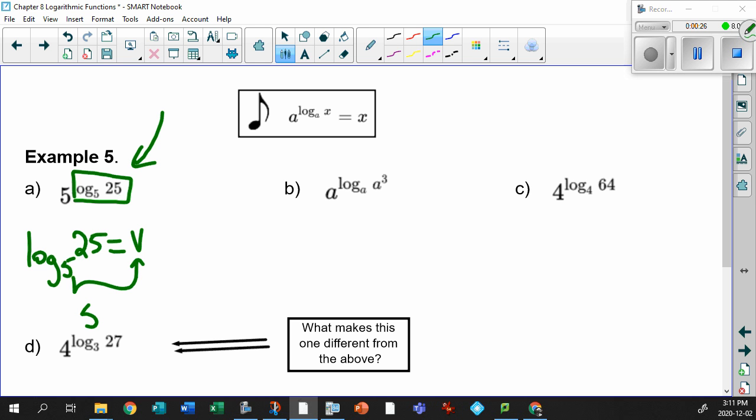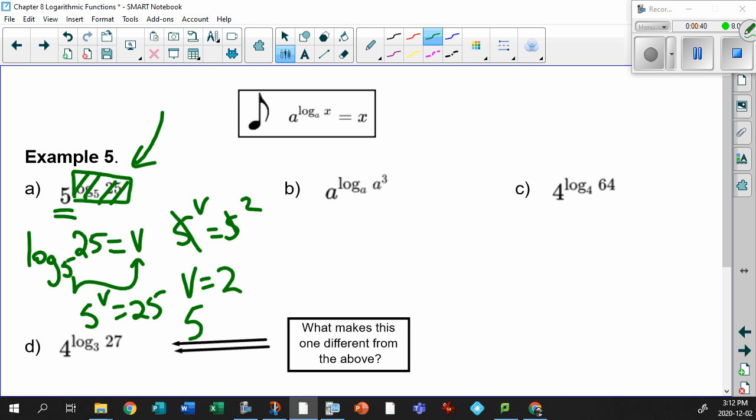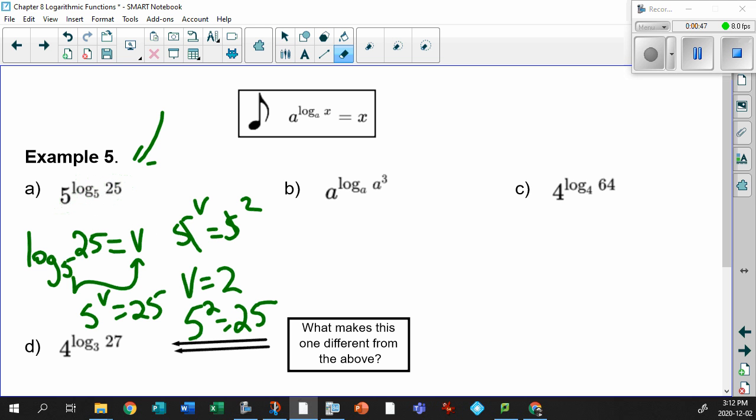Think about it. 5 to the power of v is 25. You know and I know that 25 is 5 squared. Look at that. v equals 2. So that means this whole thing means you got 5 to the power of 2, which is 25. Wait a second. Hold it. Do you see a pattern? The answer's right there. Neat. That and that match. What if it'll work for this one? Let's figure it out. Here we go.